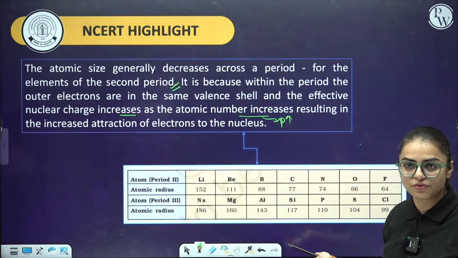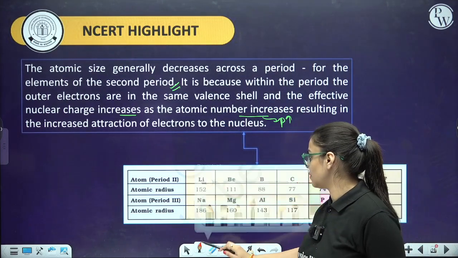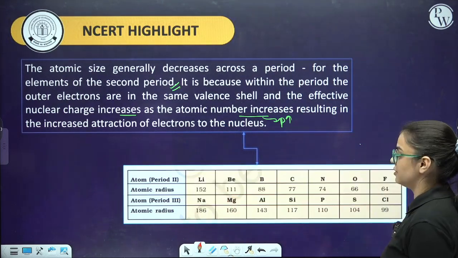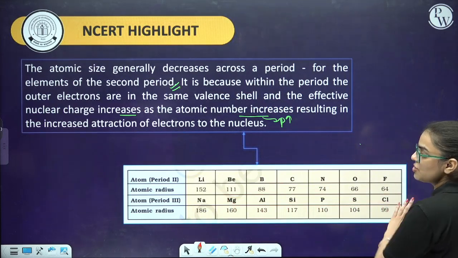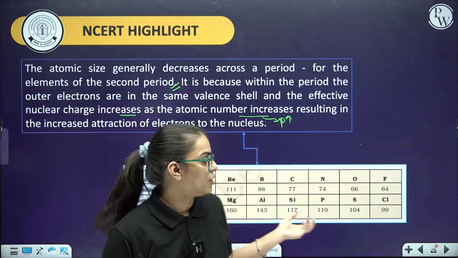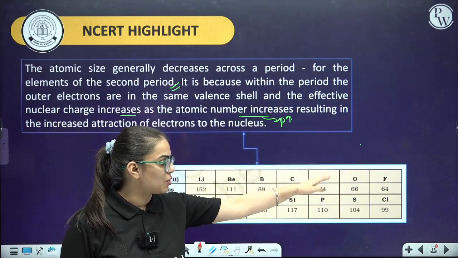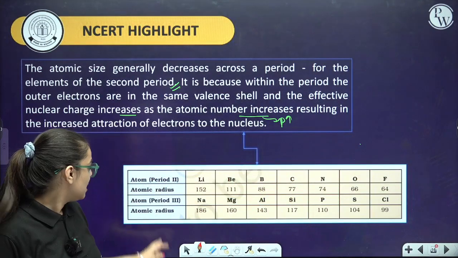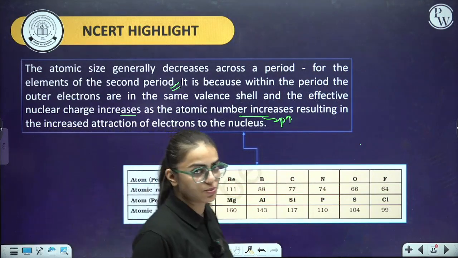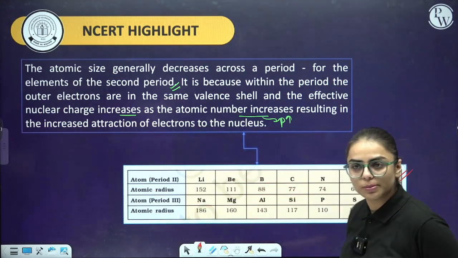This is the reason which I have written in the NCERT. You can even see the trend over here. They have not mentioned neon over here because it was an inert gas. It will have the highest one, it is a van der Waals radii. They have shown you the other values. See, lithium has the highest, then beryllium, boron, carbon, nitrogen, oxygen, fluorine. Fluorine has the least value. Similarly, they have given you for the next periods, but I have only shown you till now period number second. Third, fourth and fifth we will be doing in the next lecture.